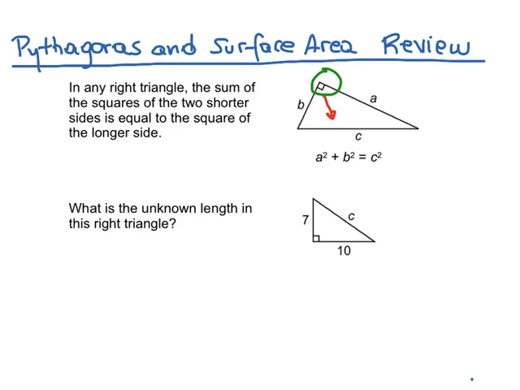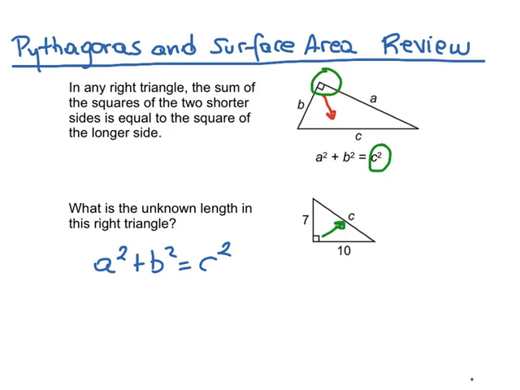So let's solve this question below. What is the unknown length in the right triangle? It is very important to understand that in this case c faces the right angle, or the square. Because of that, it is the c inside the Pythagoras formula. So let's always rewrite the formula: a squared plus b squared equals c squared.